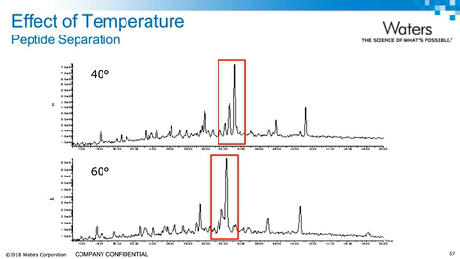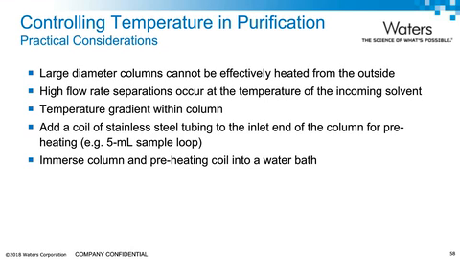While temperature is routinely used in analytical work, it's not so often used for preparative work, and there are a couple of reasons for this. Large diameter columns are not effectively heated from the outside. So while we use column ovens and heating blankets for analytical columns, they won't work for preparative columns. High flow rate separations really occur at the temperature of the incoming solvent.